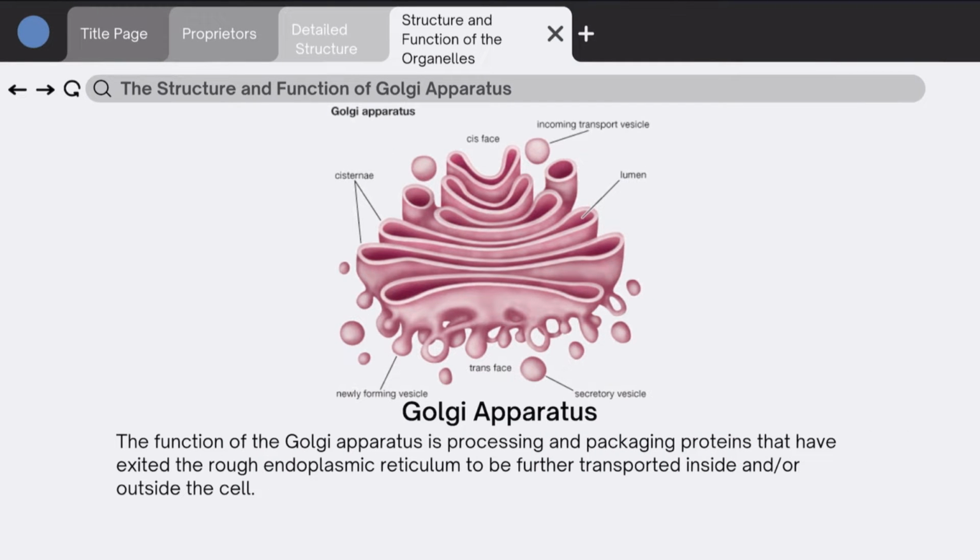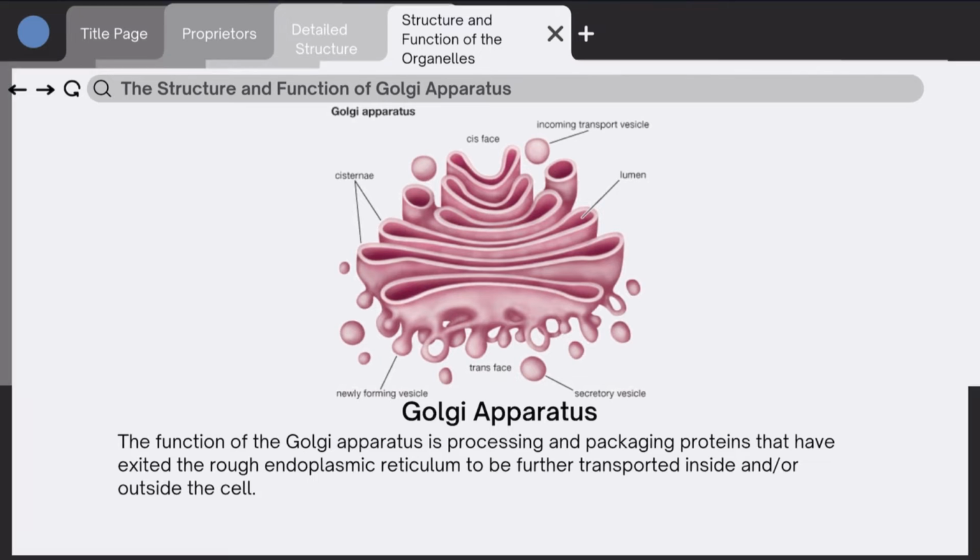The next one is Golgi apparatus. The function of Golgi apparatus is processing and packaging proteins that have exited the rough endoplasmic reticulum to be further transported inside and or outside the cell.